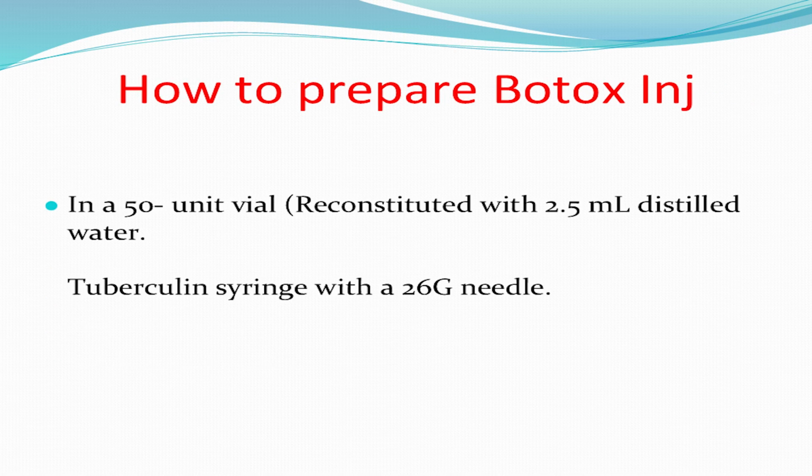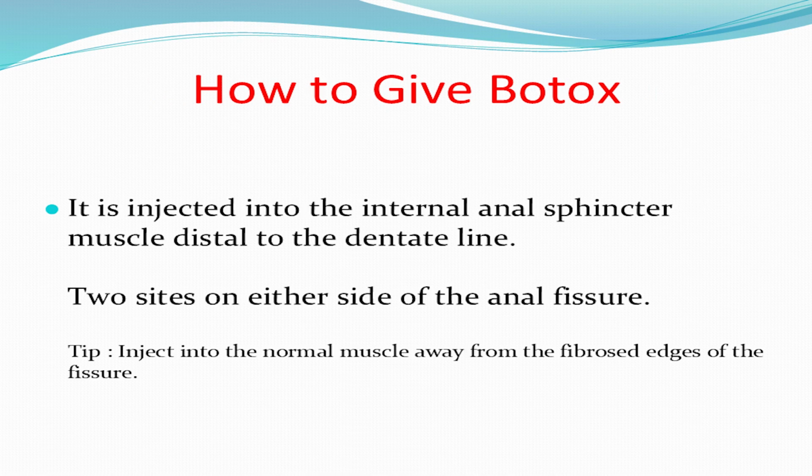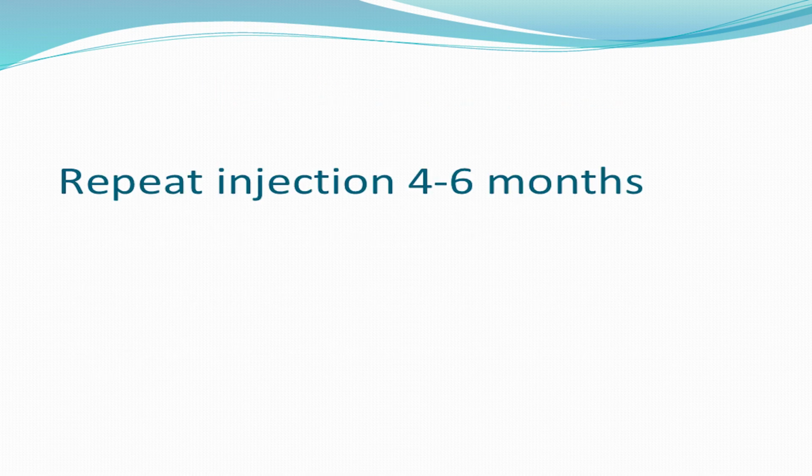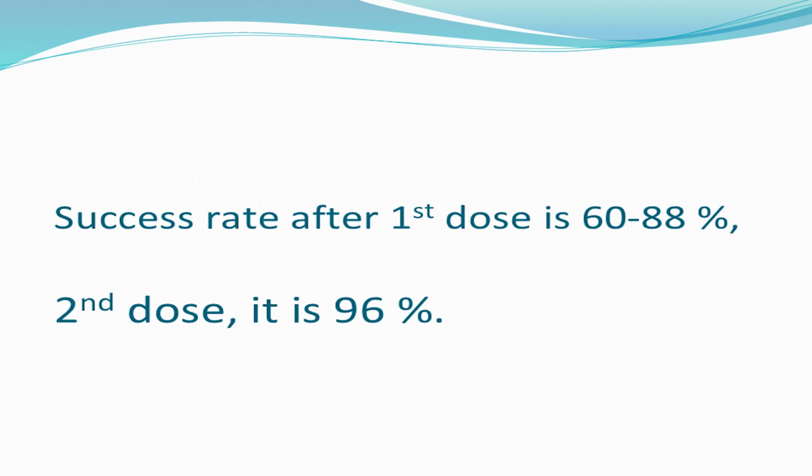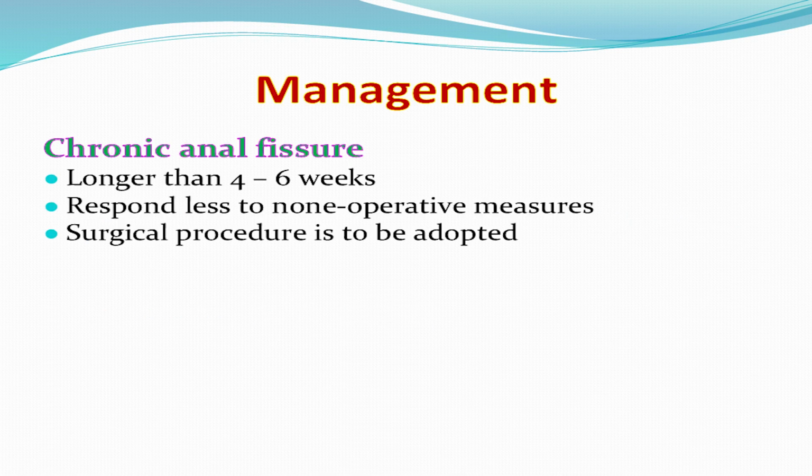Just in short, a 50 unit vial is taken, reconstituted with 2.5 ml of distilled water, and a tuberculin syringe with a 26 gauge needle is taken, and it is injected into the internal anal sphincter on 2 sides of the fissure, and the injection should be into normal muscle away from the base, away from the fibrosed area of the internal sphincter, and if required, it can be repeated in 4 to 6 weeks. The success rate after the first dose is 60 to 88%, and after the second dose is 99%.